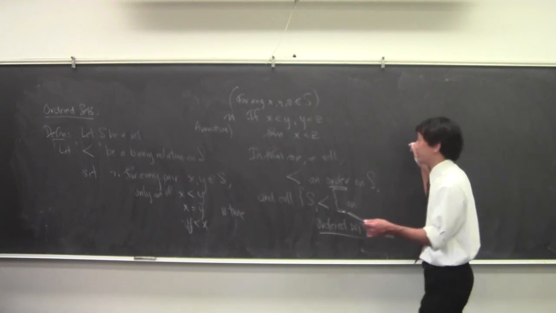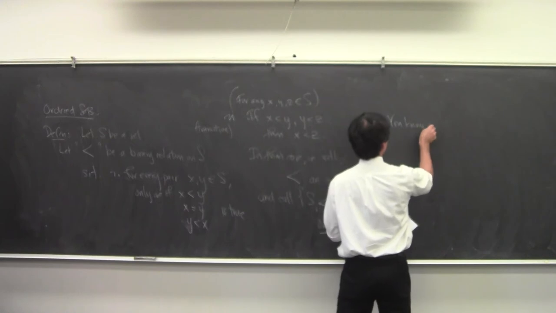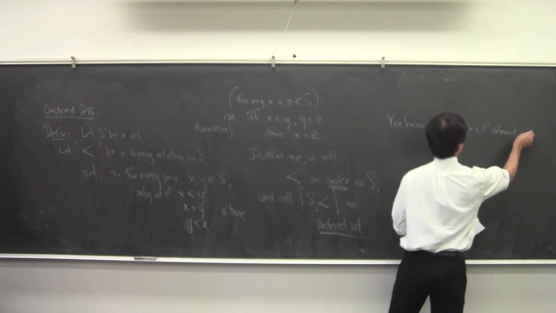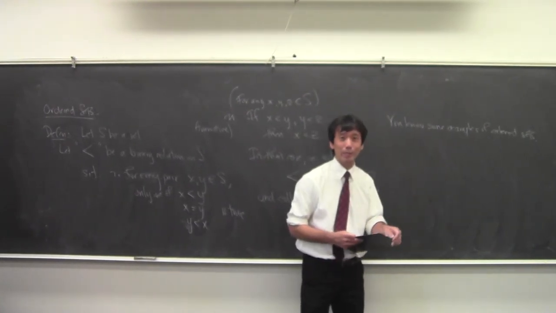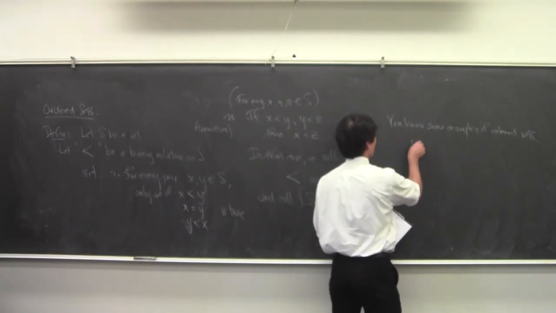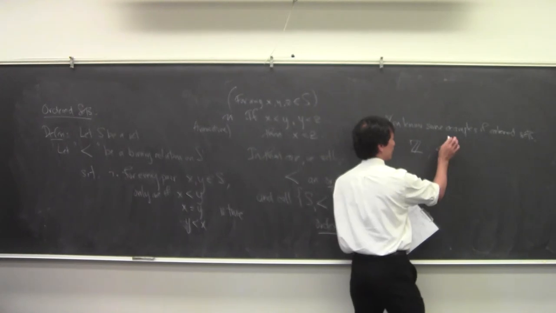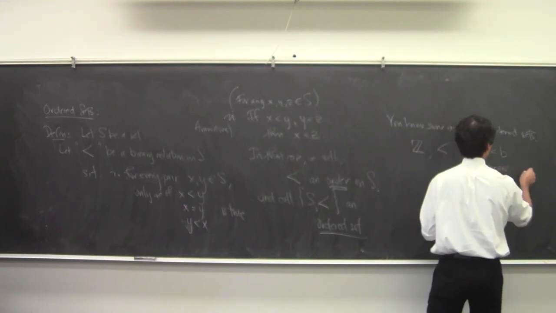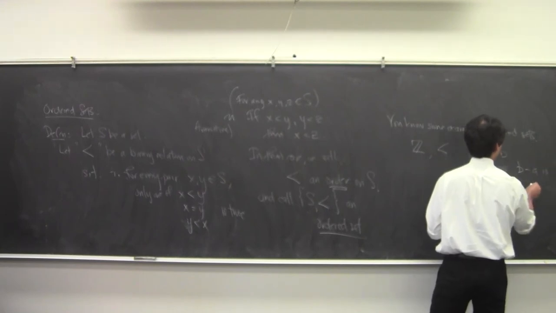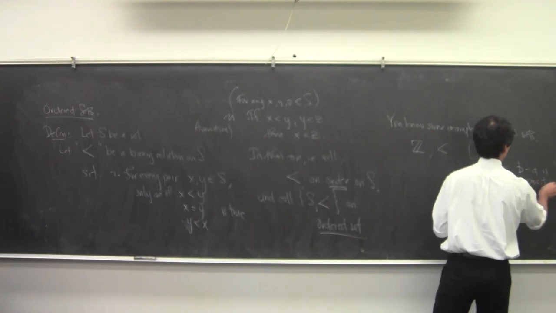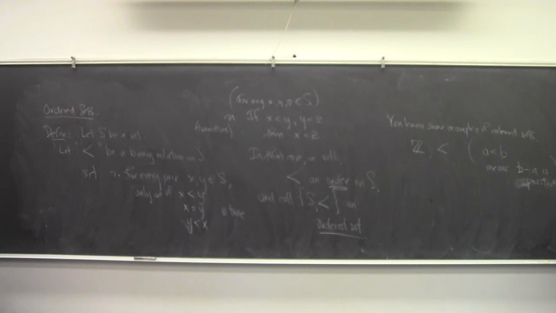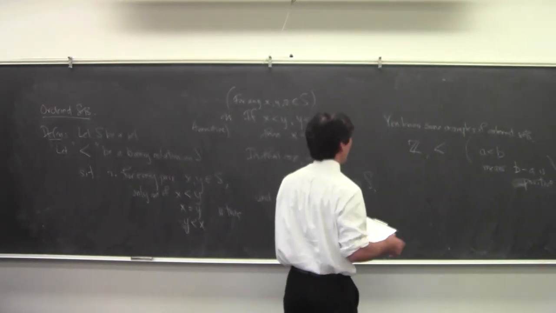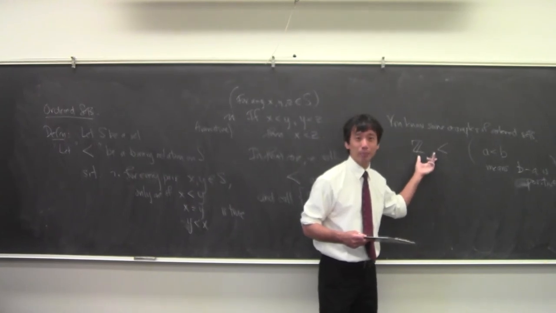So this is sort of an abstract thing, but you know some examples of ordered sets. You can probably come up with some examples of ordered sets. Somebody give me an example of an ordered set. Max? The integers, right? So you can have the integers with the standard ordering, where you say that A is less than B means that B minus A is positive, right? B minus A is in the positive integers. Any other examples that people can think of?